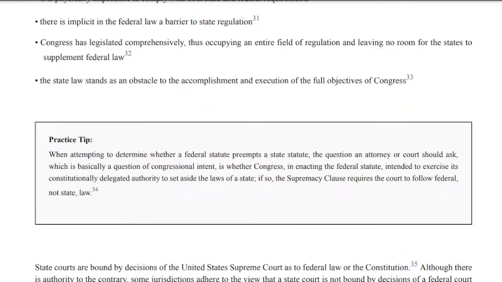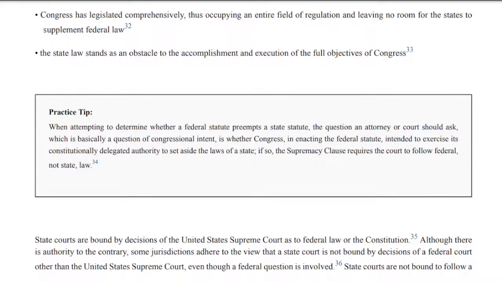Great. All right, now we get to the fun stuff here, the practice tip. When attempting to determine whether a federal statute preempts a state statute, the question an attorney or court must ask, which is basically a question of congressional intent, is whether Congress, in enacting the federal statute, intended to exercise its constitutionally delegated authority to set aside the laws of a state. If so, the Supremacy Clause requires a court to follow federal, not state law.